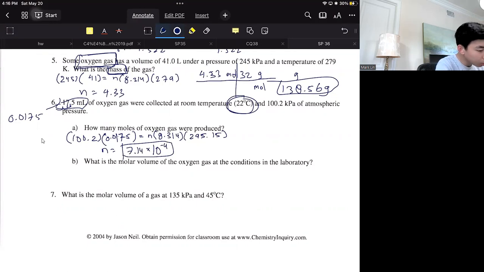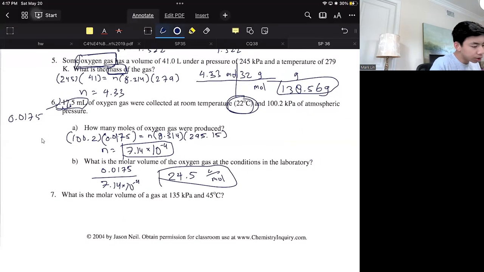B, what is the molar volume of the oxygen gas at the conditions in the laboratory? So molar volume, right? So molar mass is grams over moles. Molar volume is going to be liters over moles. So we have liters is 0.0175 divided by 7.14 times 10 to the -4. And then you're gonna have 24.5 liters over moles.